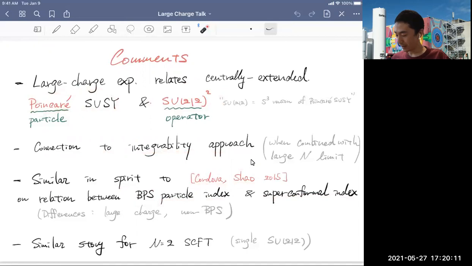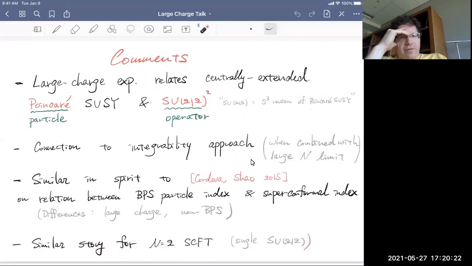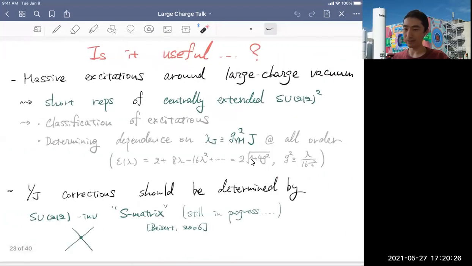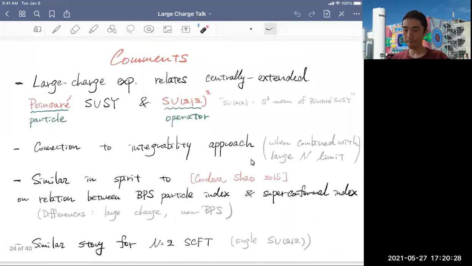And again, there should be some similar story for N=2 super CFT, but in that case we only have a single SU(2|2). That's not enough to determine the mass? That's enough. If the symmetry gets centrally extended, that's enough.